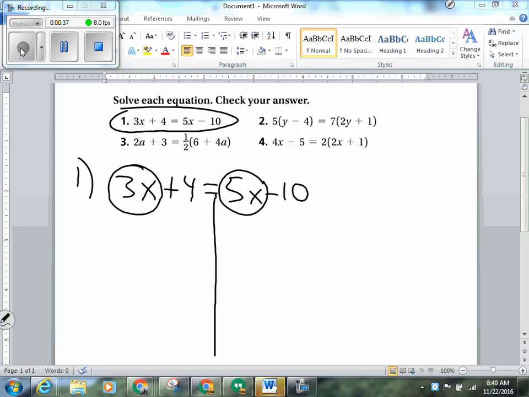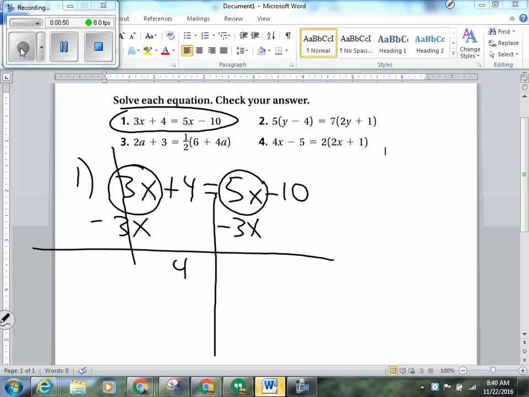In order to do this, this is a 3x, it's smaller than 5x, so I need to subtract 3x from both sides. When I do that, these cancel, and I have 4 equals 5x minus 3x is 2x minus 10. Now we're back to what we did last week and 3 weeks ago. Again, circle, my wall's already there. That circle tells me to start on that side and do what's next to the circle.